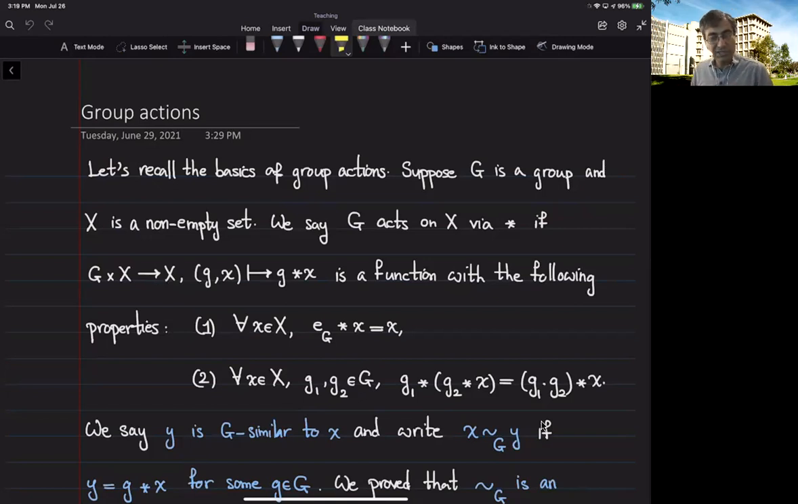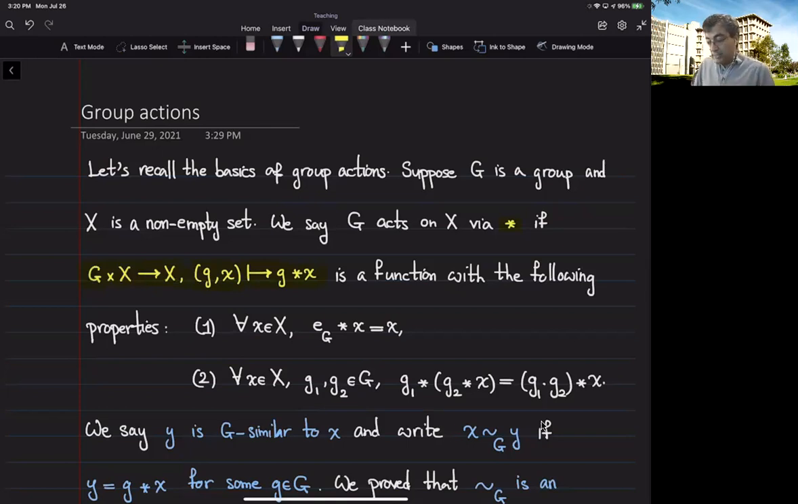When we have a group G and a non-empty set X, we say G acts on X via the map, or via the action star, if star is a function from G cross X to X. I feed it a pair of elements, one inside the group, the other one inside the set, and this pair is sent to G star X.